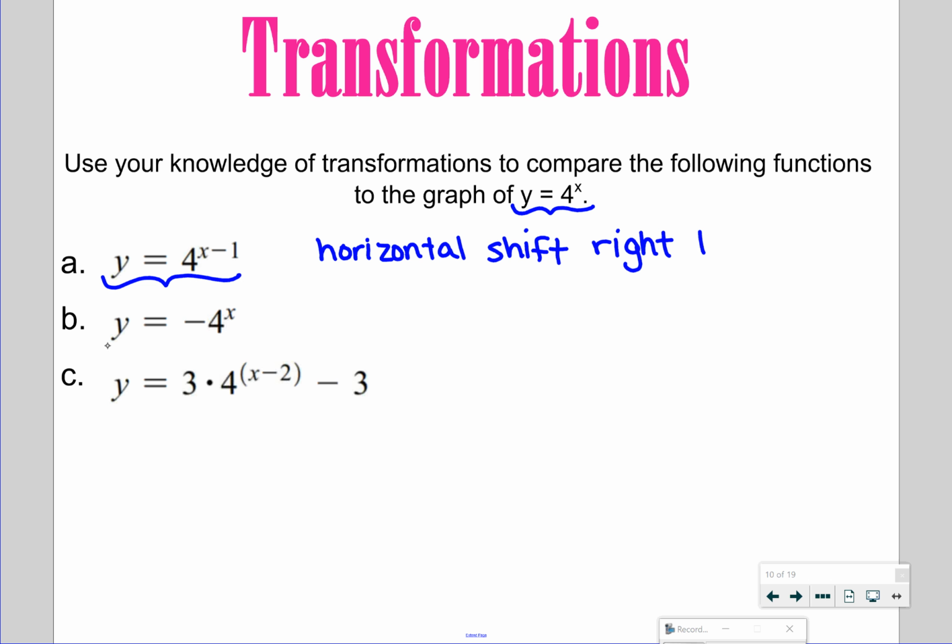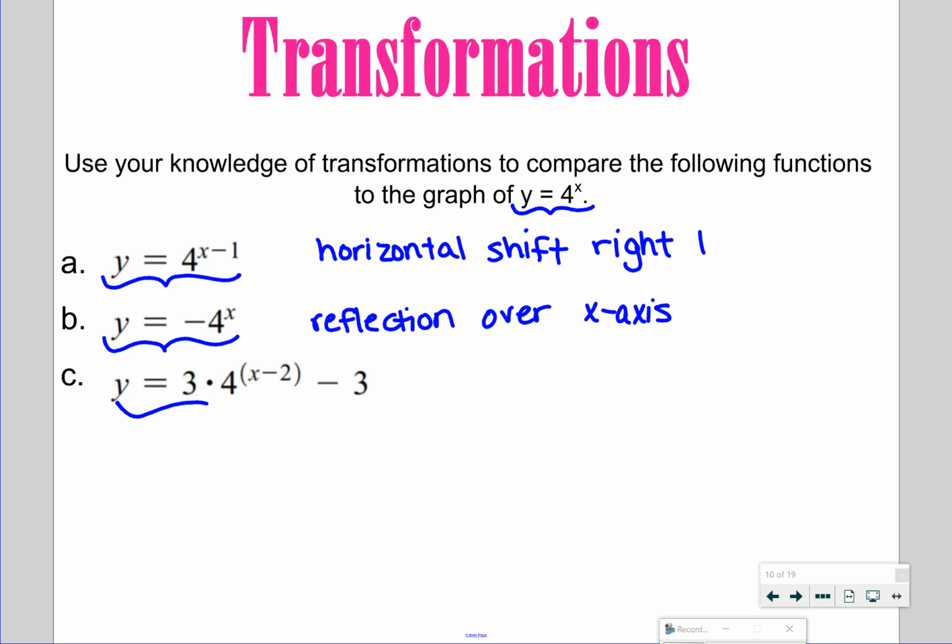Okay, let's look at b. I have y equals negative 4 to the x power. Anytime you have a negative either in front of your function or in your exponent, that's going to be a reflection. Here we have a reflection because it's out front over the x-axis. And that's the difference between the two graphs.